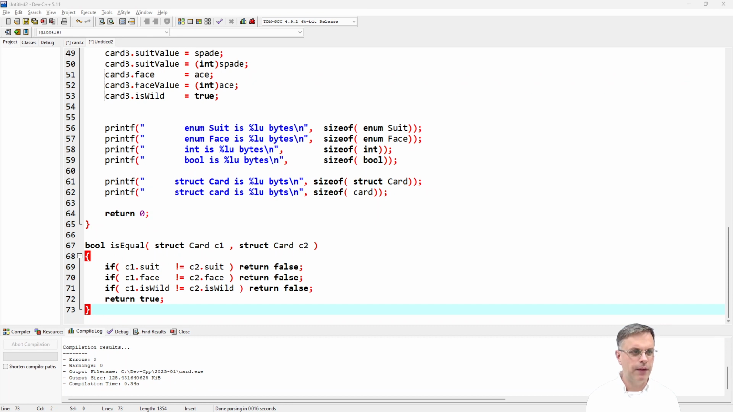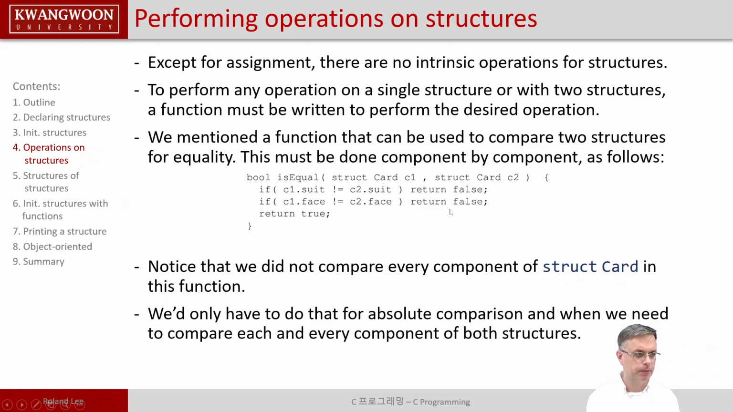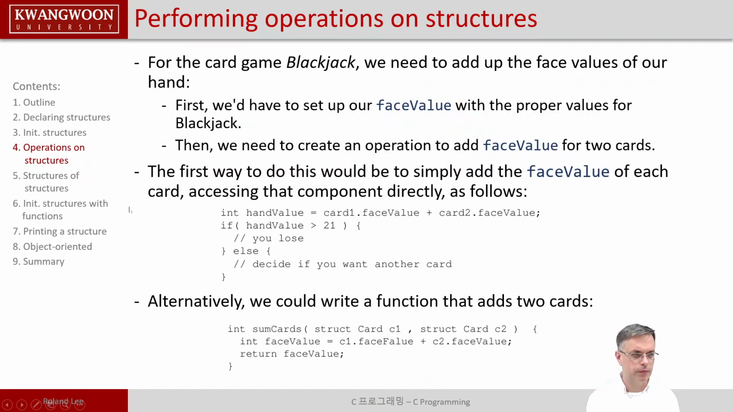So if C1 suit is not C2 suit, return false. If C1 face is not C2 face, return false. If C1 is wild isn't, then return false as well. So it's done. And then what else do we have here to do? Let's see. Nothing more at the moment.